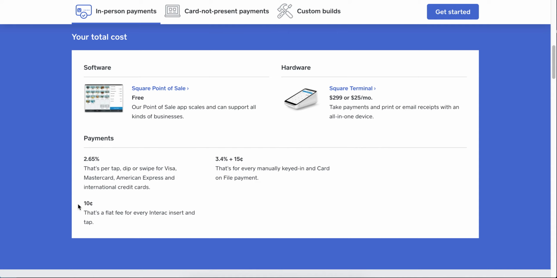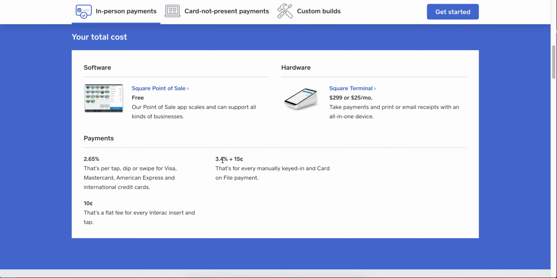So I'm pretty sure they take the 10 cents and possibly the 2.65% as well. That would be my guess, okay? And then over here, they take 3.4% plus 15 cents for every manual keyed in card on file payment, okay? So when I was saying I wasn't able to use my Square Reader anymore, I went from this for each sale to this, okay? So it's not a huge amount.